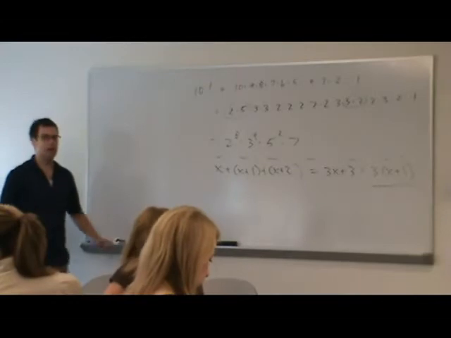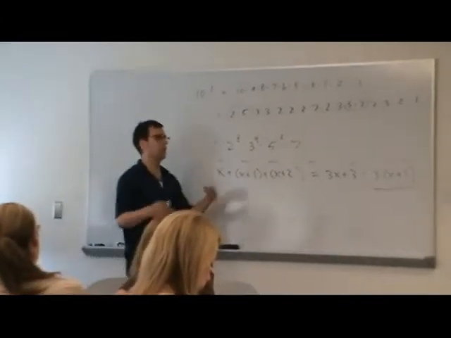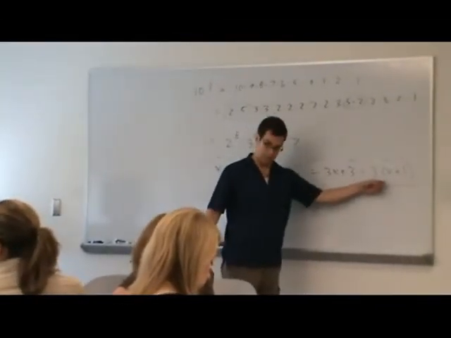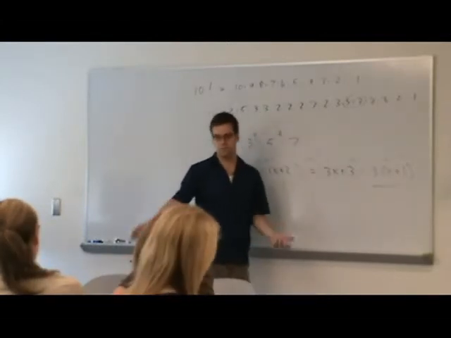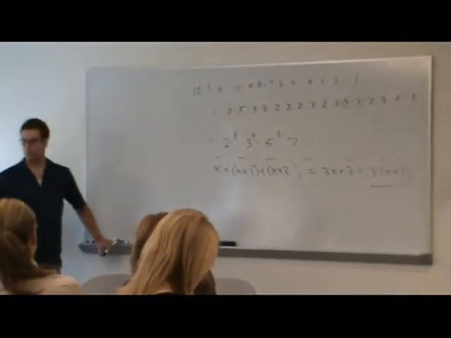You might write out in words, let the first number be x, and the second number is x plus 1, and the third number is x plus 2, then the sum is 3x plus 3, which is equal to 3 times x plus 1, which is 3 times a number. So by definition, that's divisible by 3. Any others?